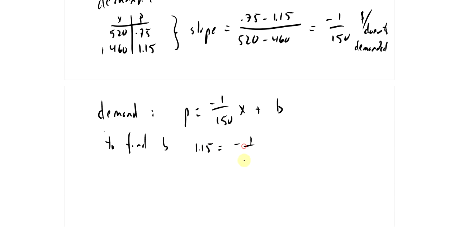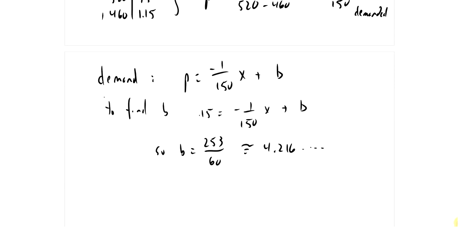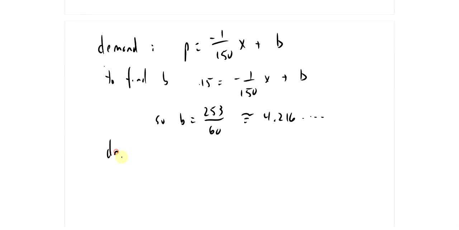1.15 equals minus 1 over 150 x plus b. And solving for b, again, if you make this a fraction, you should get 253 over 60, which is about 4.216 dot, dot, dot. It's just repeating sixes all the way out. So the demand curve then is P equals minus 1 over 150 x plus 253 over 60.